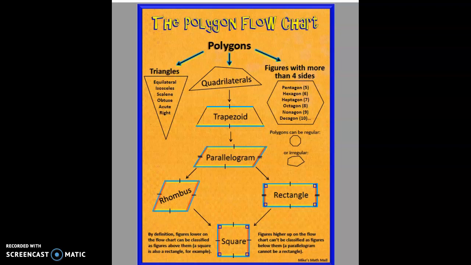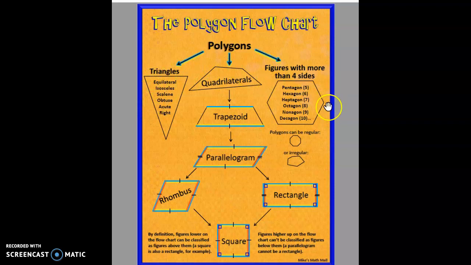Some of us are a little confused about how to name that specific shape, so I found this flowchart to help us out. What we're looking at is, up here, there are polygons. Everything below this is going to be a polygon. We know that polygons are figures that have straight sides and are closed. So we have triangles, quadrilaterals, and all of these figures over here that have more than 4 sides.